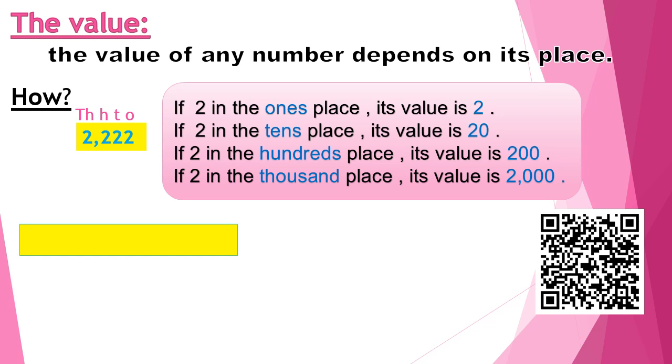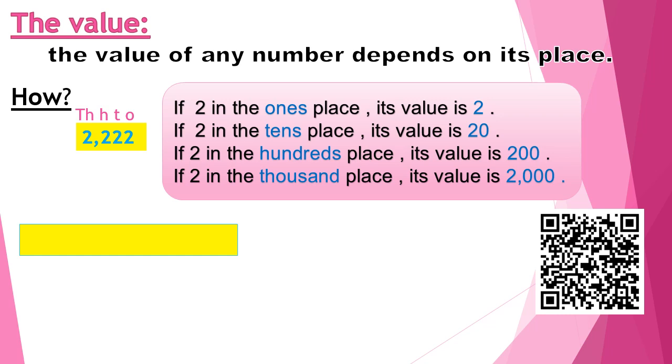The third 2 in hundreds place, I will put 2 zeros, so its value will be 200. The value of 2 in hundreds, 200. The value of 2 in tens, 20. The value of 2 in ones, 2. The last 2, in thousand place, its value is 2000. I will put 3 zeros.